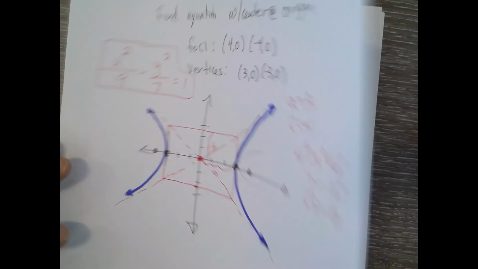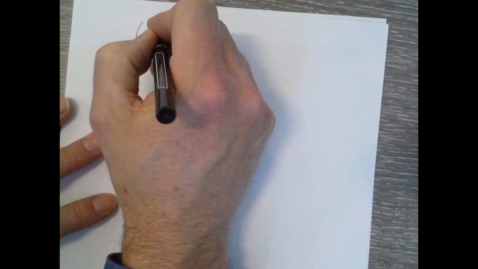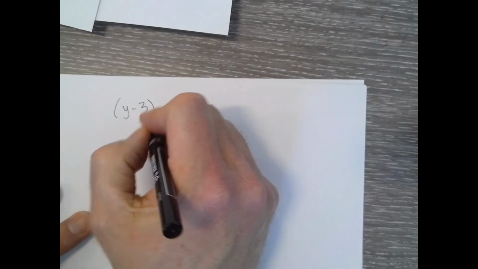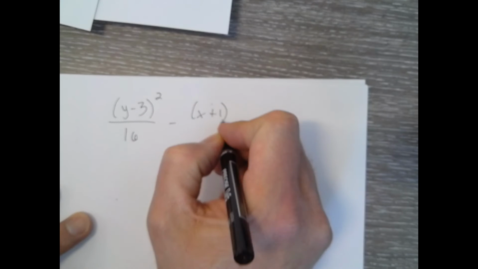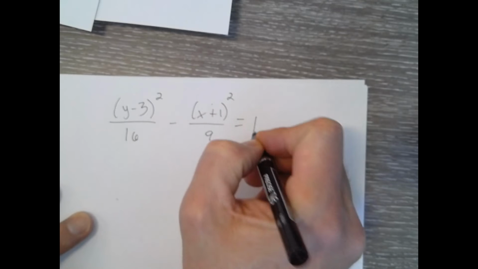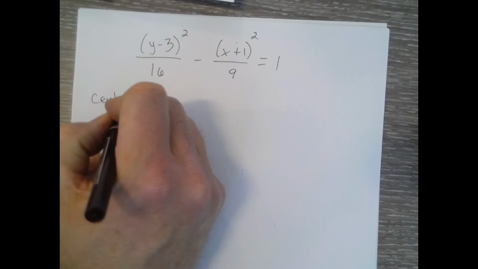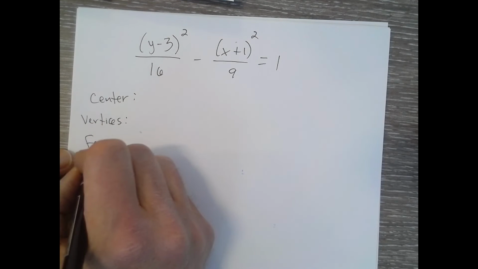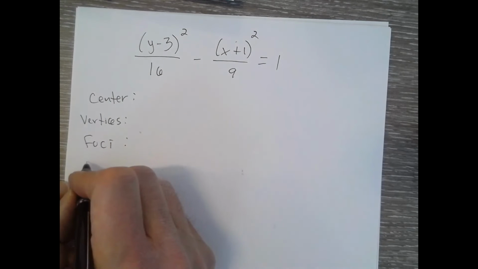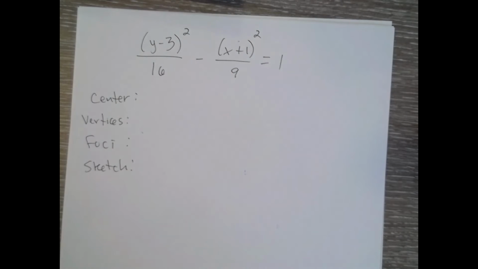All right, we'll do one more example and call it good for today. Let's see if we can do some stuff here. Y minus 3. All right, your turn to try it. I want you to tell me the center, the vertices, the foci, and do what you can to make a sketch here. I'll give you a couple minutes.